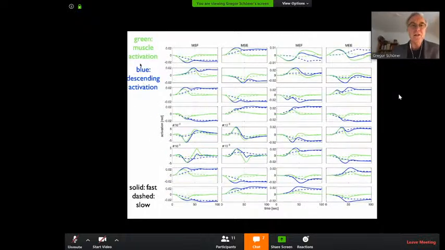And this is now the interesting plot, because this shows really what I hypothesized to be the conceptual models. The solid are the fast, the dashed are the slow movements, and the green, unfortunately might not be very visible. The green line is the muscle activation, the blue line is the descending activation. And there are 4 muscles here. I don't even remember what the letters stand for. The 4 muscles of a 2-joint arm: agonist and antagonist for each, extensor and flexor, this is shoulder, this is elbow. And then you have these 8 movements.